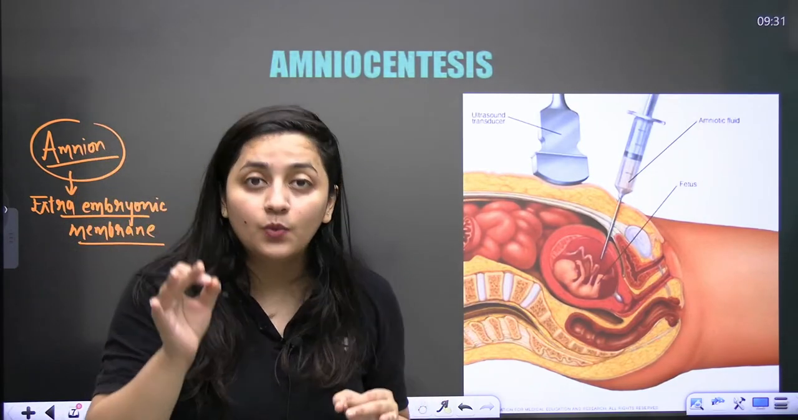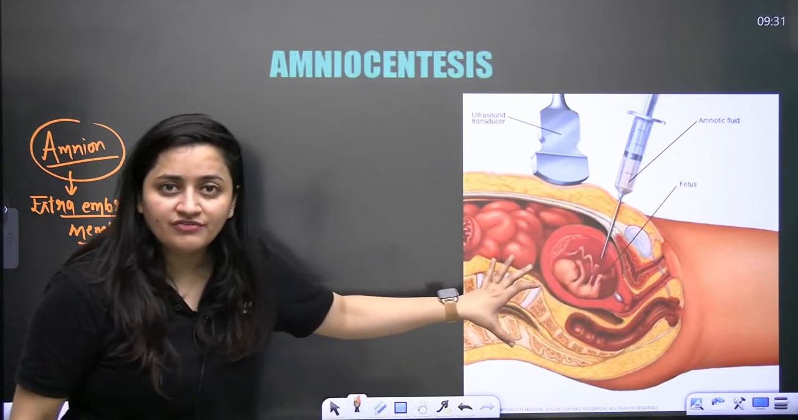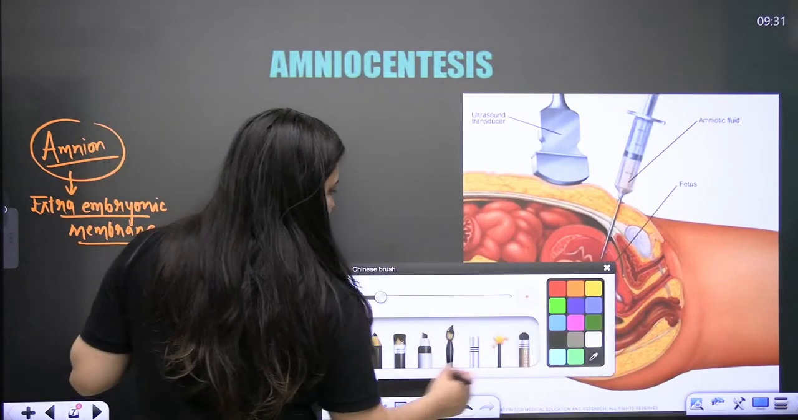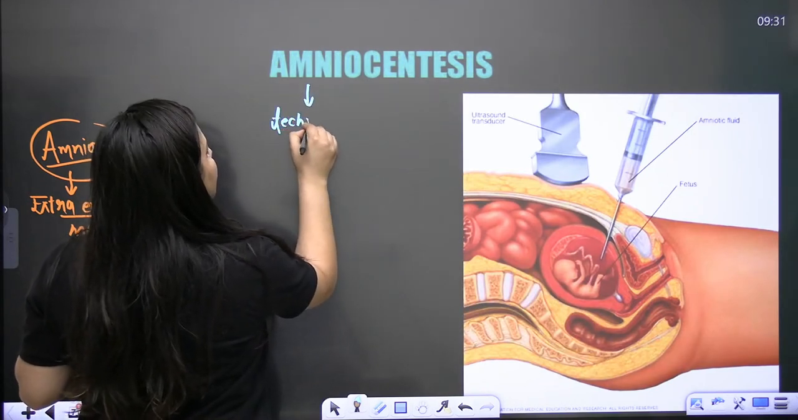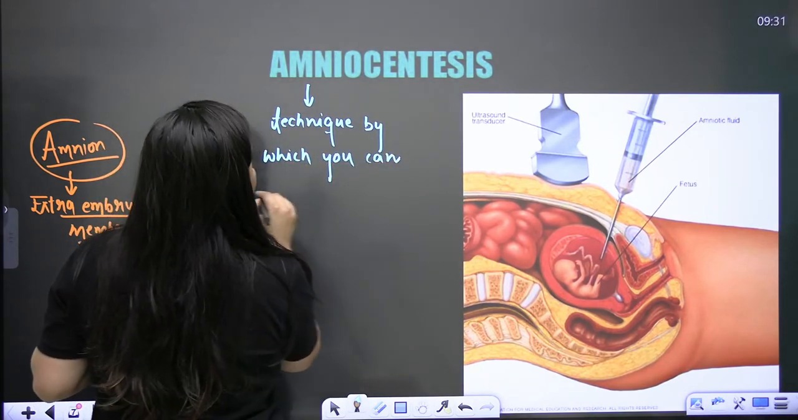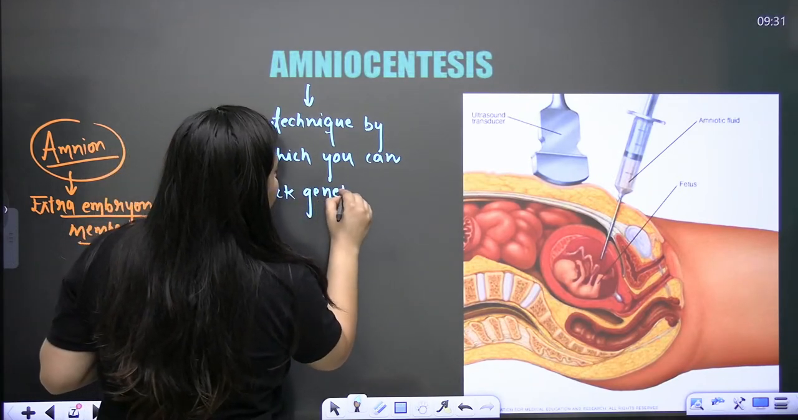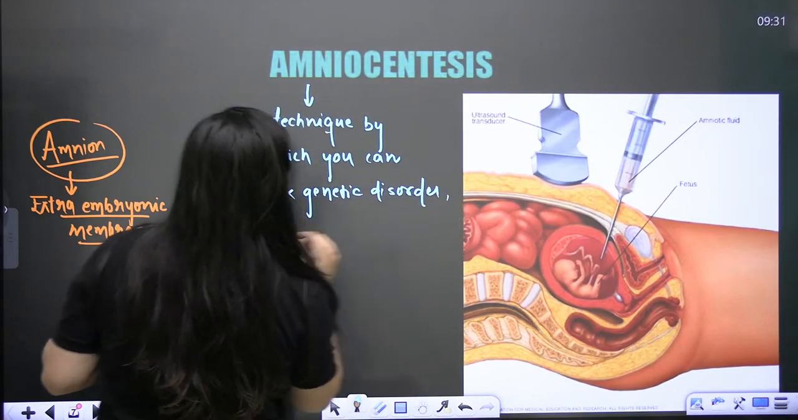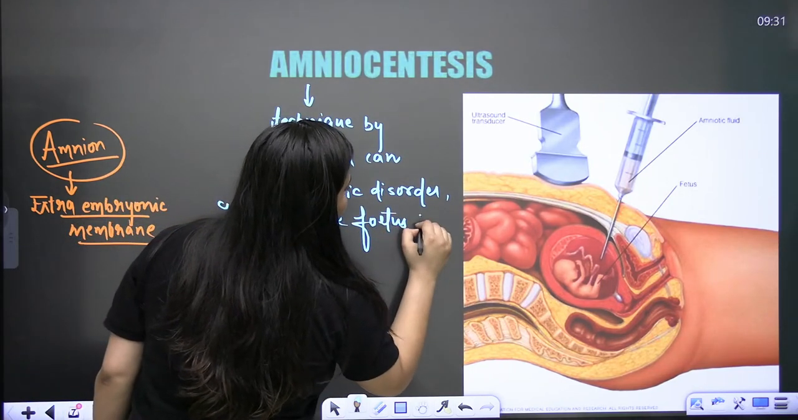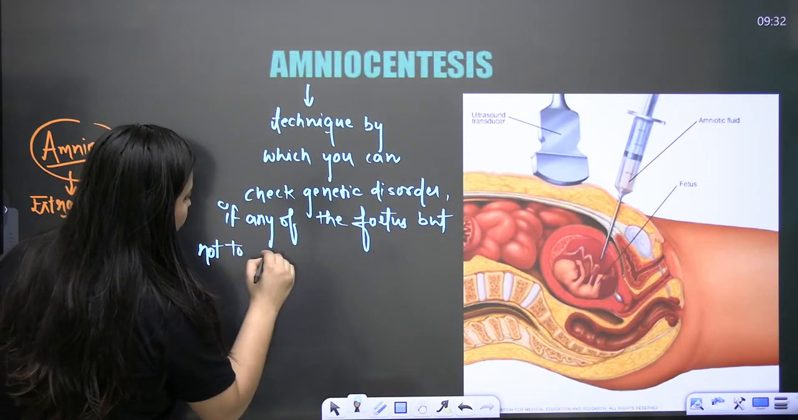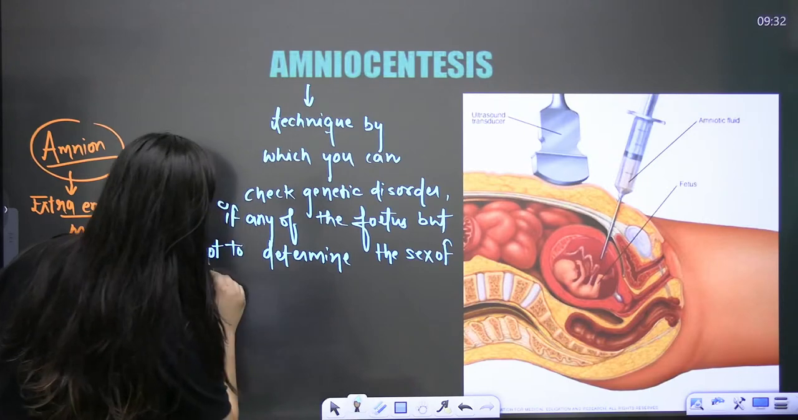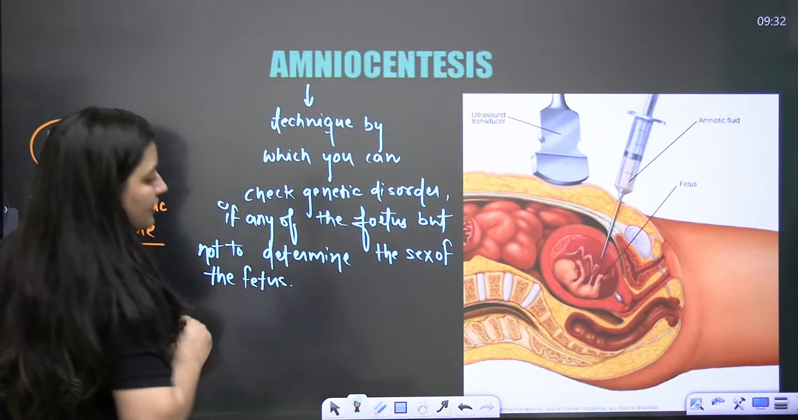Now, when you talk about amniocentesis, it's a technique by which we can check genetic disorder, if any, of the fetus, but it is not to determine the sex of the fetus. What is this amniocentesis? It is a technique by which you can check genetic disorder, if any, of the fetus, but not to determine the sex of the fetus.